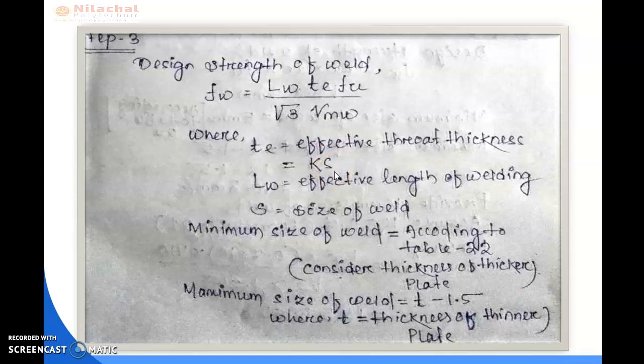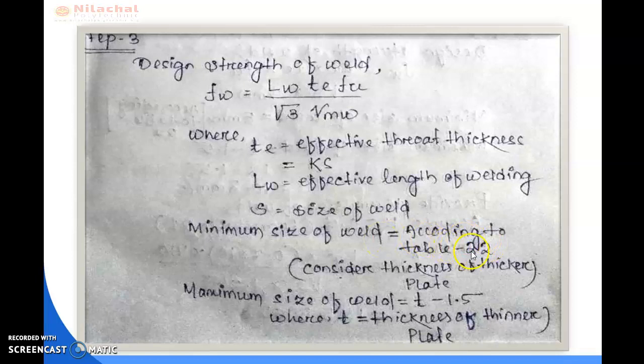So in the normal case, you can put the value of K as 0.7, and to calculate the size of the weld, you can check Table 22 in the code book, in which you can find the minimum size of the weld and the maximum size of the weld. Then you have to provide a size of weld which lies between the minimum size and the maximum size. For the minimum size of the weld, you have to consider the thickness of the thicker plate, and according to the thickness of the thicker plate, you can find the value of the minimum size of the weld in Table 22.